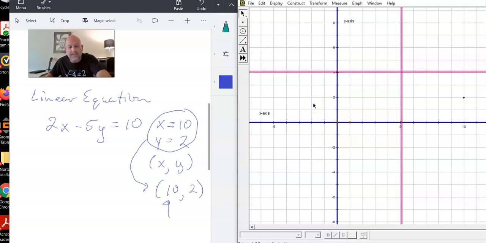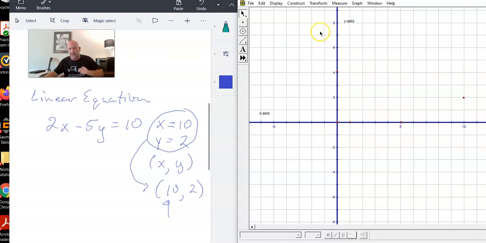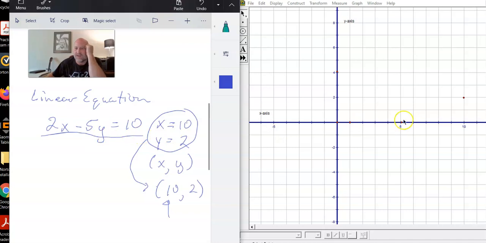It's not the only one by any means, but it is a solution. So I'm going to actually hide these guys for a moment, get those off of there. Now, what we have to do is be able to find some other solutions to this thing. That's one of the solutions, but this thing has an infinite number of solutions. So at this point, first of all, I want to demonstrate that this one is a solution.